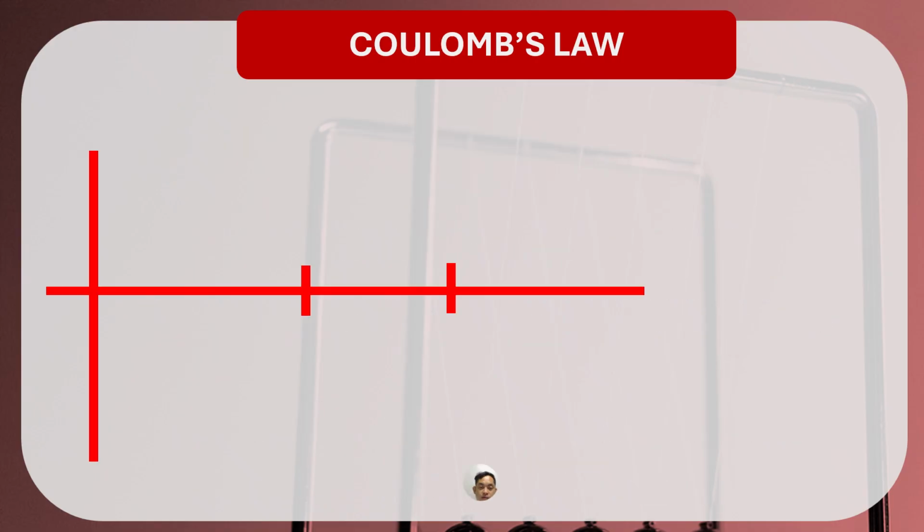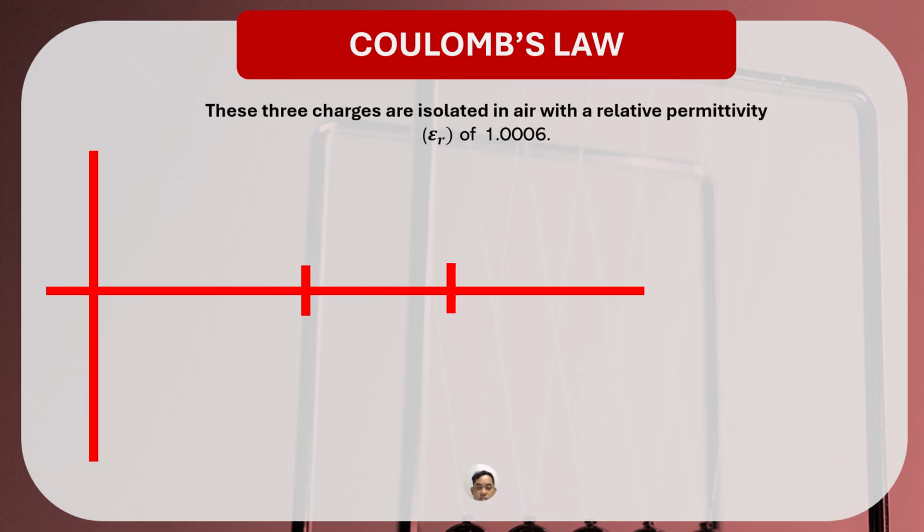Okay, now let's have this problem. We have the x-axis of our Cartesian plane, and we have these three charges isolated in air with a relative permittivity, epsilon R, of 1.0006. No unit, it's a dimensionless variable. Relative permittivity or epsilon R, no unit. And remember, these charges are in air, not in vacuum.